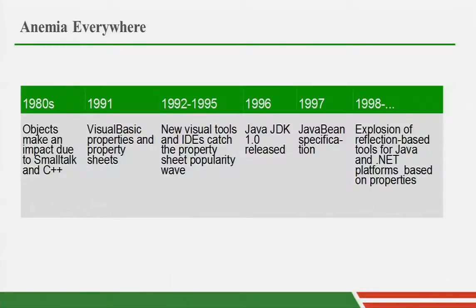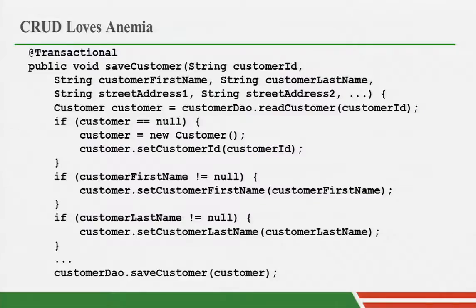Well, yeah. I agree that .NET, the CLR, did that better. But yes, okay, so let's move on. That's my perspective. We probably need to now just take a closer look at why this is so important. Anemia everywhere. CRUD loves anemia. I love this slide because actually, from an object-oriented perspective, I always say, save customer from what?